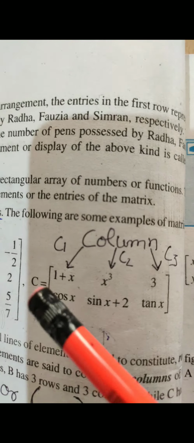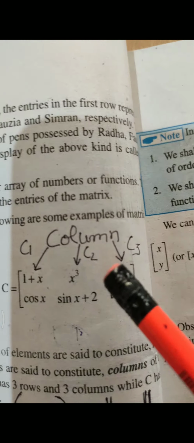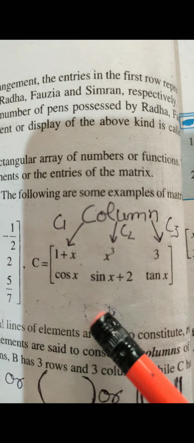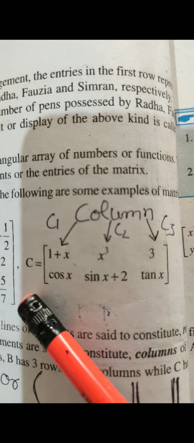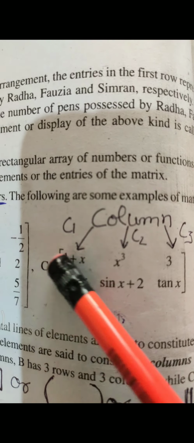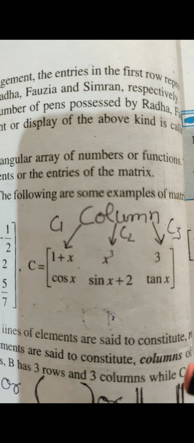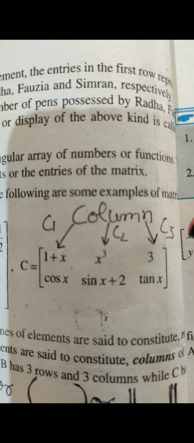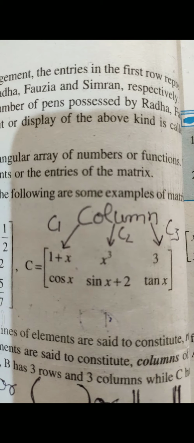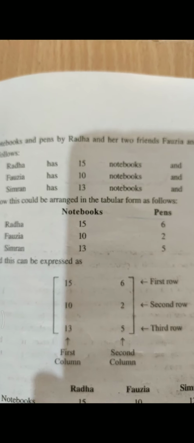One more example, all of you see it. Here we have given the matrix the name C. We are arranging numbers or functions, and all these are known as elements: 1 plus x, x cube, 3, cos x, sin x plus 2, tan x. How many rows are there? 1, 2. Whatever elements we arrange in a vertical way are known as columns. How many columns are there? C1, C2, C3.